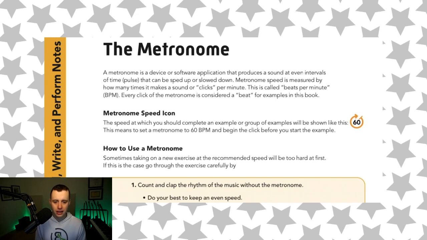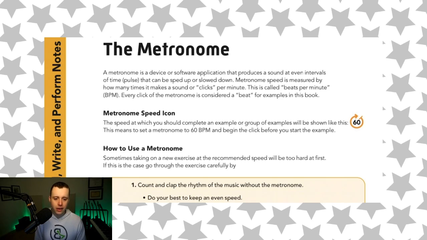A metronome's speed is measured by how many times it makes a sound, a pulse, or a click every minute. So like in a car, when you measure miles per hour, that's how you measure the speed. For metronomes, you're going to measure beats per minute or clicks per minute. How many times does it click in a minute?